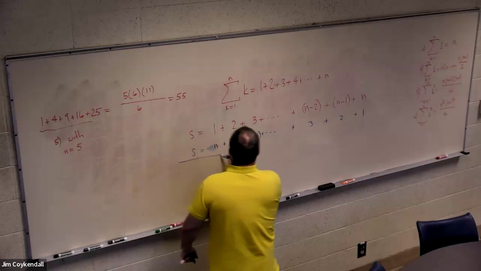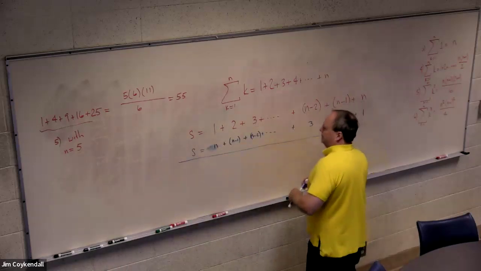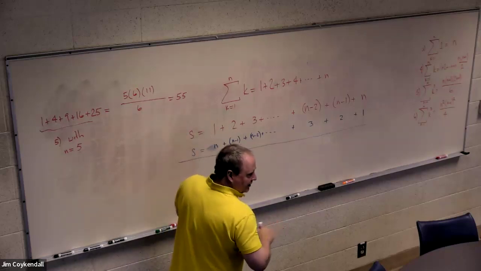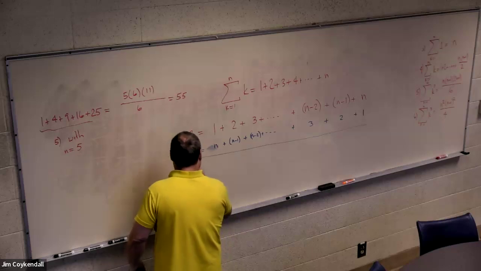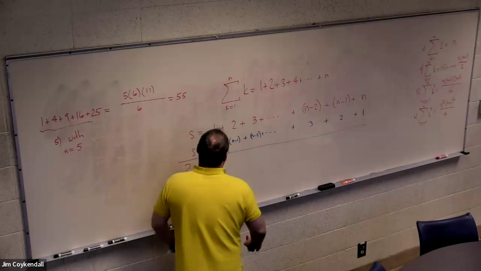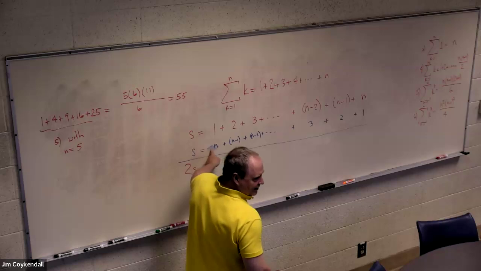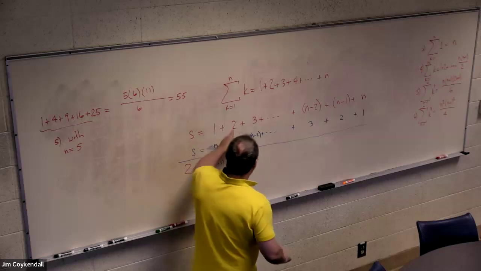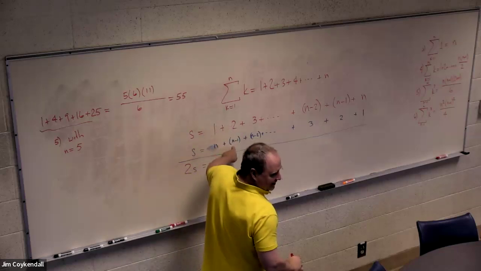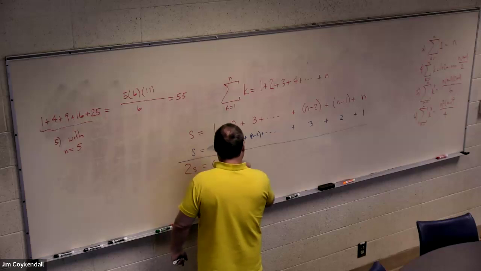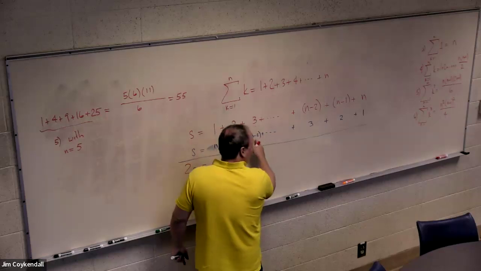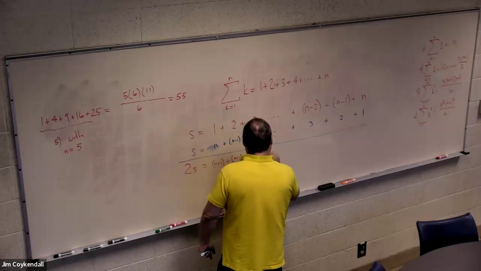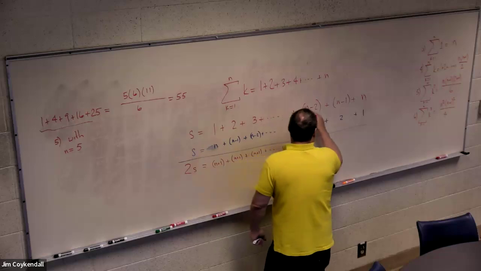Now, add up the columns, so to speak. Let's just add these two. What's S plus S? It's two S's. What's 1 plus n? What's 2 plus n minus 1? It's also n plus 1, right? What's 3 plus n minus 2? It's also n plus 1. And n minus 2 plus 3?